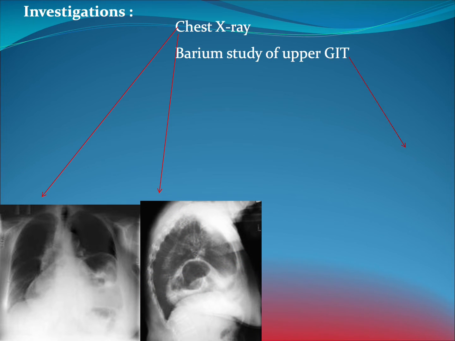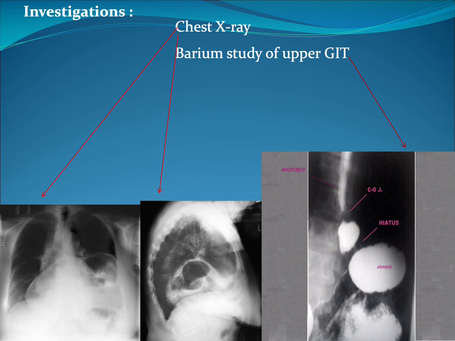In the barium study, or upper GI series, here you can see the hiatus, that is the esophagus, and that is the gastroesophageal junction. As you can see, this is the sliding type of hernia. And with endoscopy, you can also see and assess the esophagus.